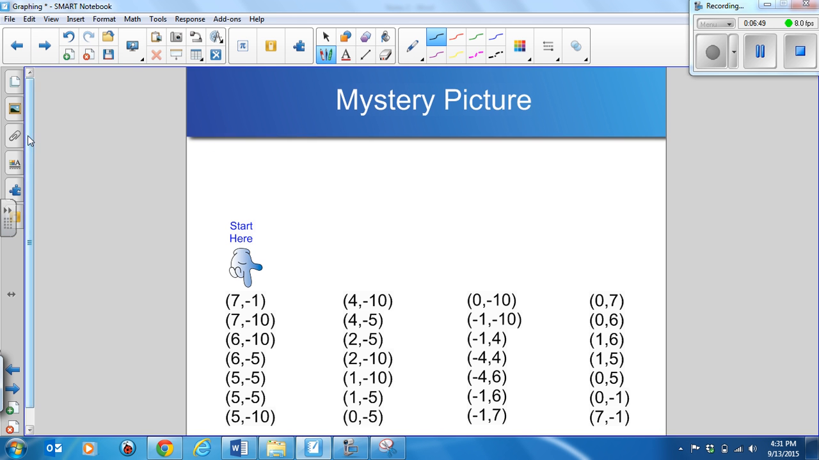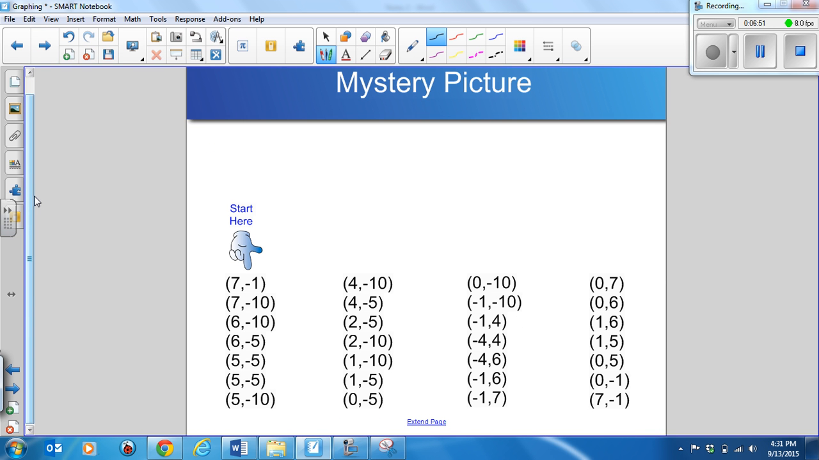All right, now what I want you to do is go ahead and pause the video here, and try plotting these points. I've given you the coordinate plane to graph this mystery picture, and I want you to bring this in to me tomorrow and tell me what the mystery picture is when we're going over this in class.